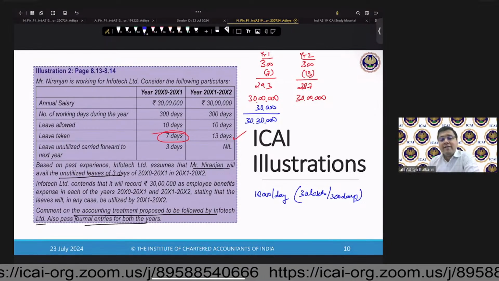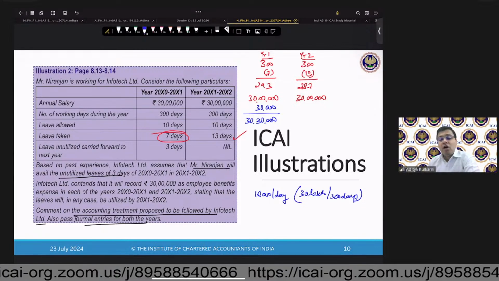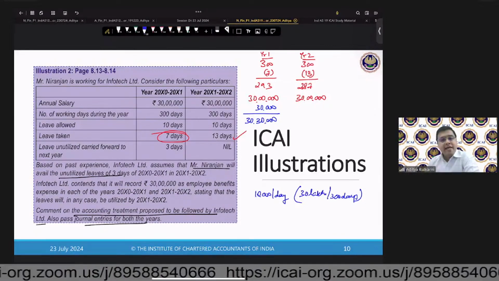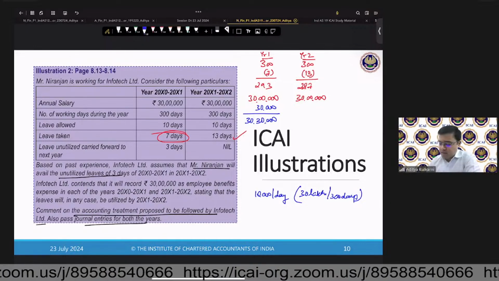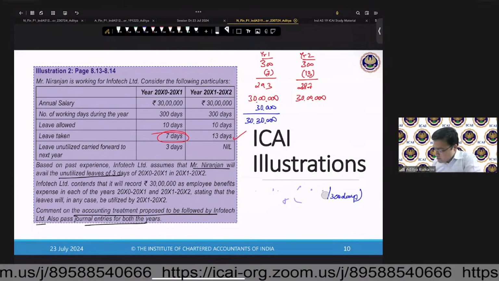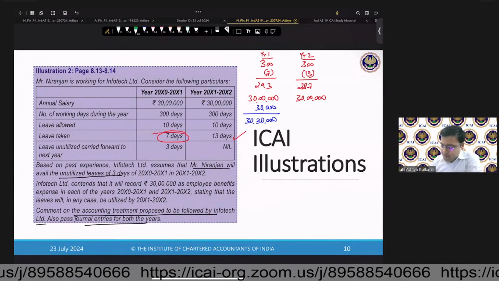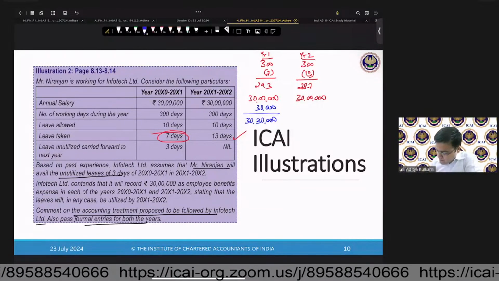This is not a vesting benefit. This is a non-vesting benefit. So cash you will not give. Huh? So who is giving the cash? Nobody is giving the cash. Yes. So what I am going to do is I will pass the entry like this.